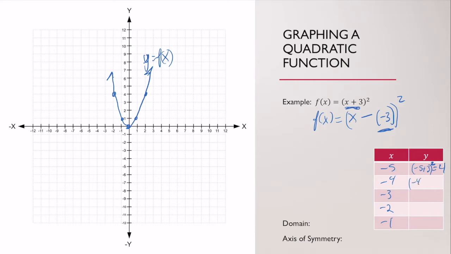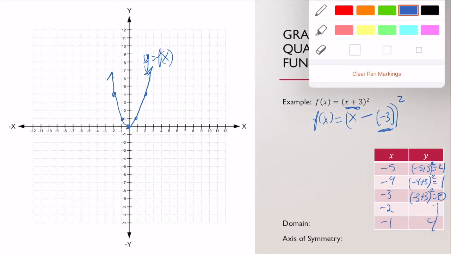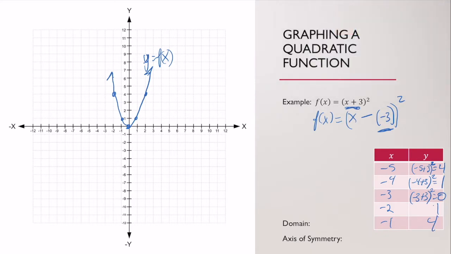If I plug in negative 4, that's negative 4 plus 3 squared, which is negative 1 squared, which is 1. If I plug in negative 3, negative 3 plus 3 is 0, squared is 0, and the pattern repeats itself. So this graph was shifted 3 to the left. Let me show you how.